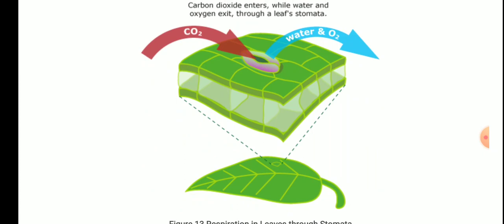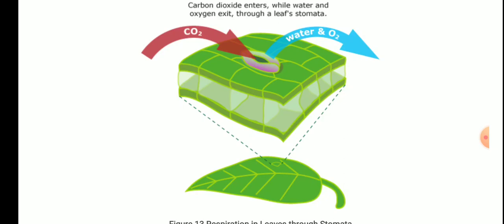Now you can see with the help of the red arrow, the carbon dioxide is entering the leaf, and that carbon dioxide will participate in which process? Yes, it will participate in the photosynthesis process. And what are the products of photosynthesis? You all know, glucose, water, and oxygen. So these are the products, and as soon as these are formed, they are released.